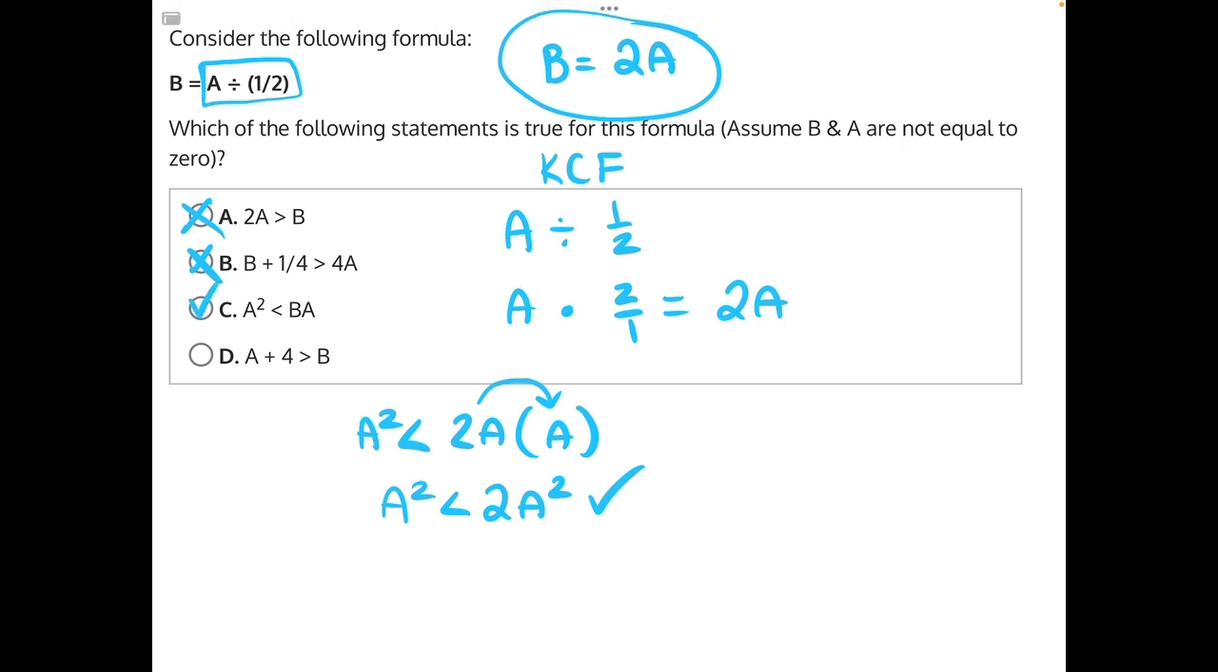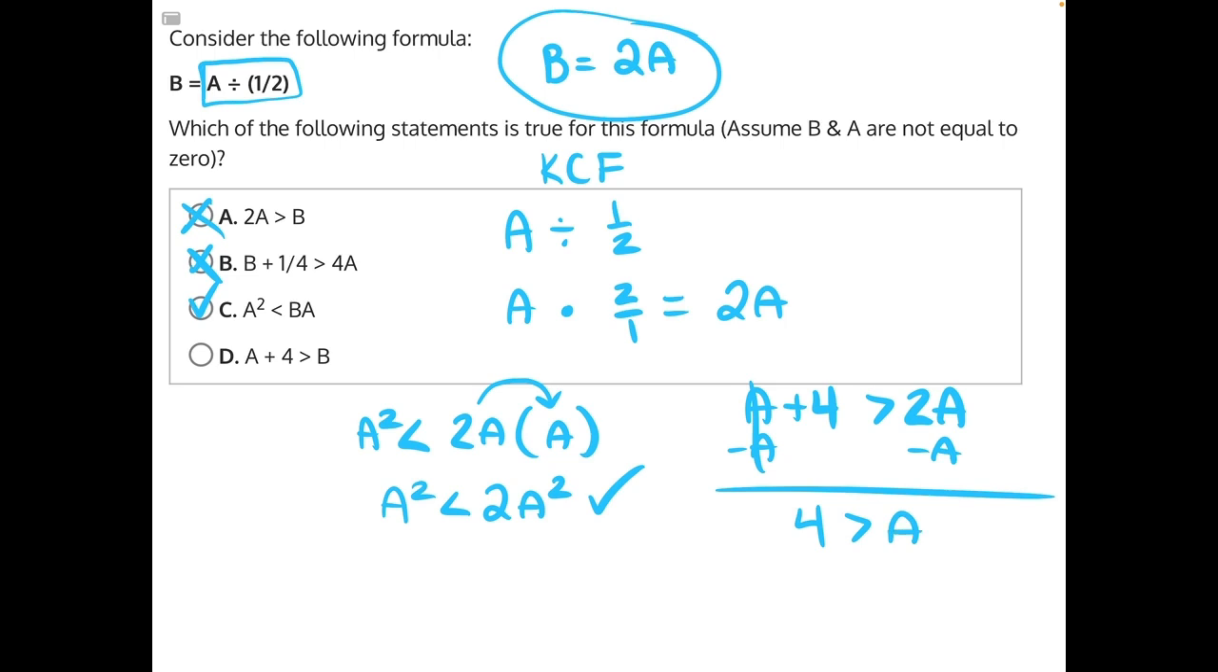And at that point, you can mark C and move on with the rest of the test, but for the sake of the video, I will show you why D is also incorrect. D says a plus 4 is greater than b, which we know is 2a. Again, we have to do opposite operations to isolate our variable a. Let's start by subtracting this a from both sides. This one cancels, leaving us with 4 is greater than a.